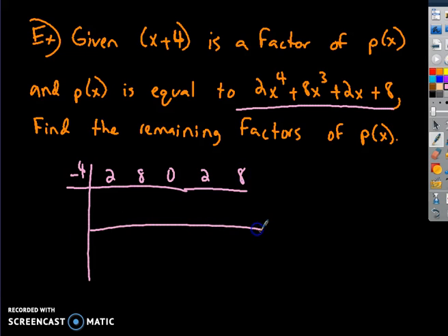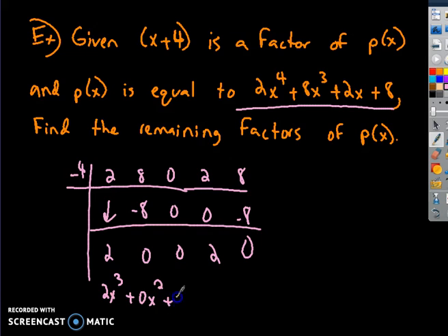So from there, 2 comes down, and it's 2. Negative 4 times 2 is negative 8. This is 0. This is 0. This is 0. And this is 2. Negative 4 times 2 is negative 8, and this is 0. So what I have now, it started off as cubed, so this is 2x squared plus 0x plus 0 plus 2.